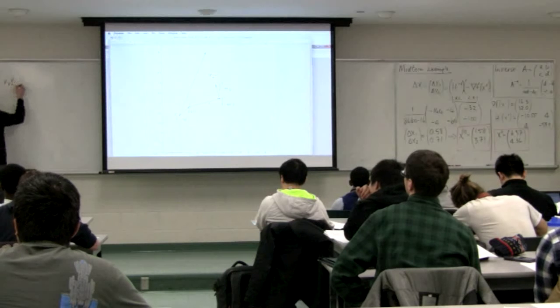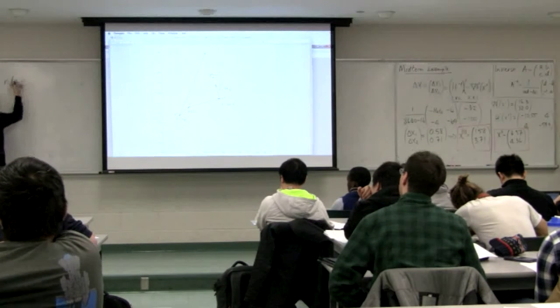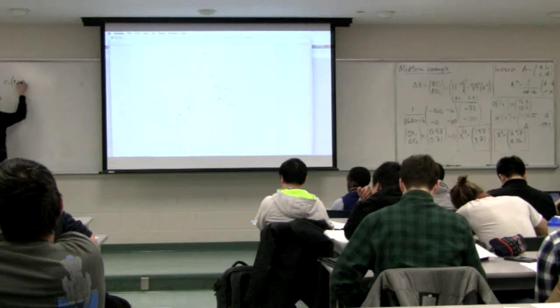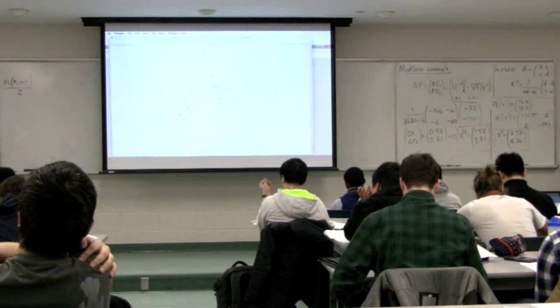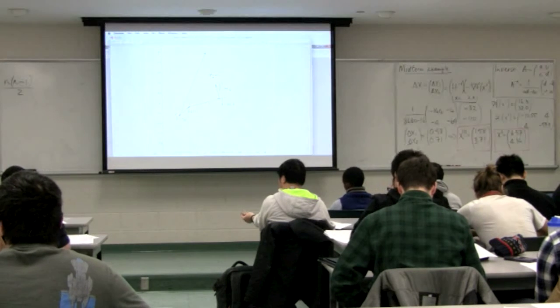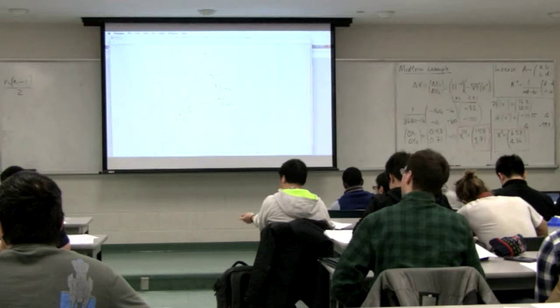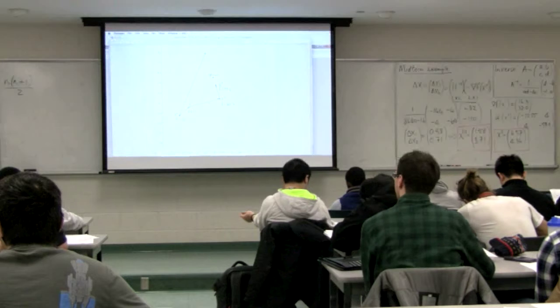There's a lot of good answers and guesses. That's great. N squared, it's N minus 1 over 2. Okay, that's the exact number of terms in your Hessian matrix. And sorry, that's a mistake. It's N plus 1. So your Hessian matrix has N times N plus 1 over 2 terms.